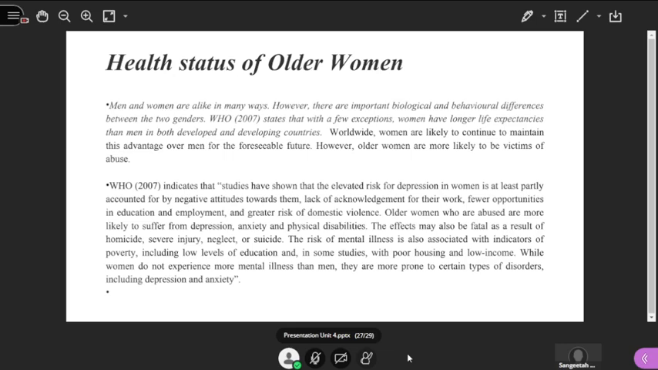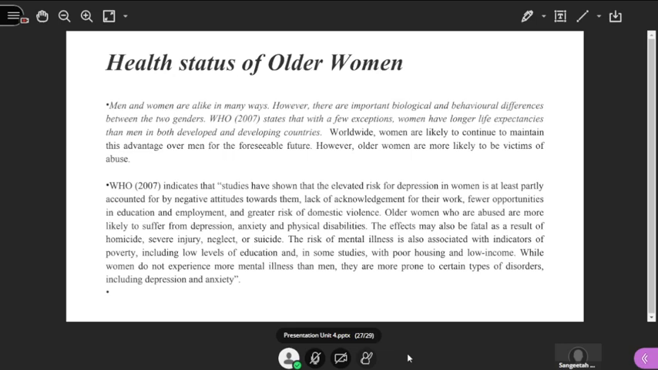However, they say older women are more likely to be victims of abuse. Studies have shown that the elevated risk for depression in women is at least partly accounted for by negative attitudes toward them, lack of acknowledgement for their work, fewer opportunities in education and employment, and greater risk of domestic violence. So older women who are abused are more likely to suffer from depression, anxiety, and physical disabilities.